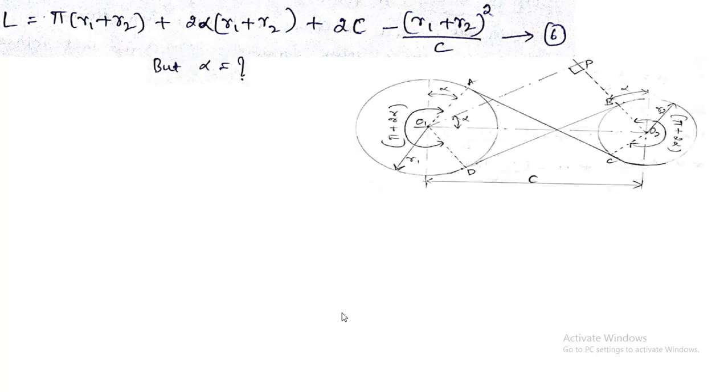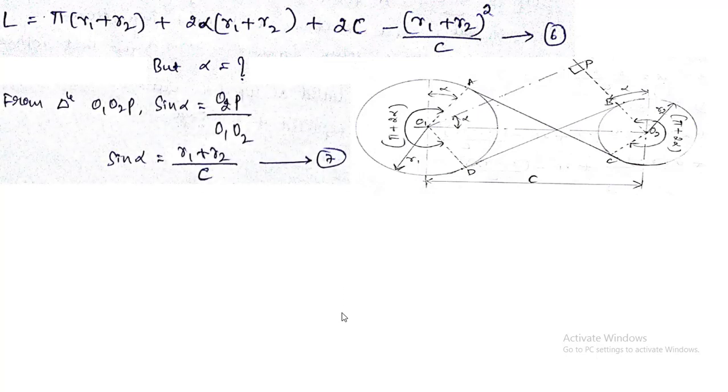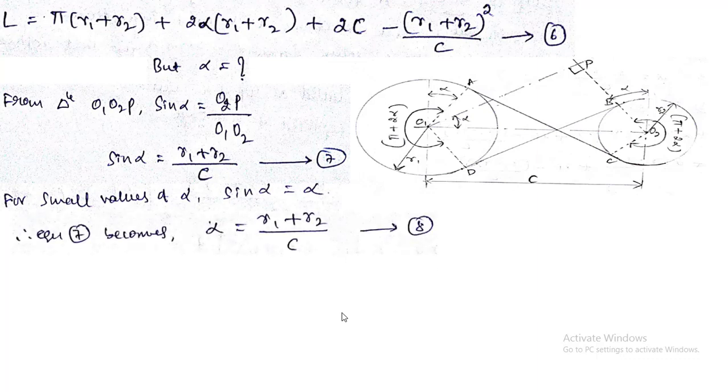To calculate alpha, we will again construct the right angle triangle O1O2P and write the expression for sin alpha. Sin alpha is equal to O2P divided by O1O2, that is opposite side by hypotenuse. O2P is R1 plus R2, we all know that already, and O1O2 is the center distance C. For small angles of alpha, we will take sin alpha as alpha only. Then equation number 7 becomes alpha is equal to R1 plus R2 divided by C. We will call that equation number 8.